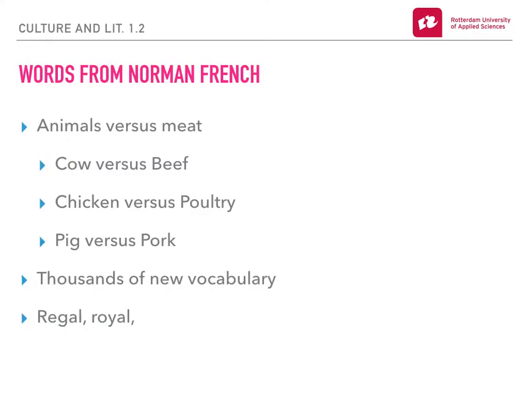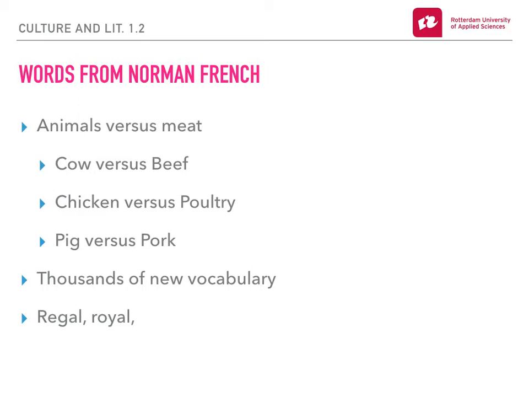What happened was that we got several new words, and a few examples of these are the difference between an animal versus its meat. Now, just like with the invasion of the Vikings, it doesn't mean that these new words took the place of old words. The old words were always kept in English. So when we look at animals, for instance, the word cow, which is an Anglo-Saxon word, is the word that we use for the living animal, the animal itself.